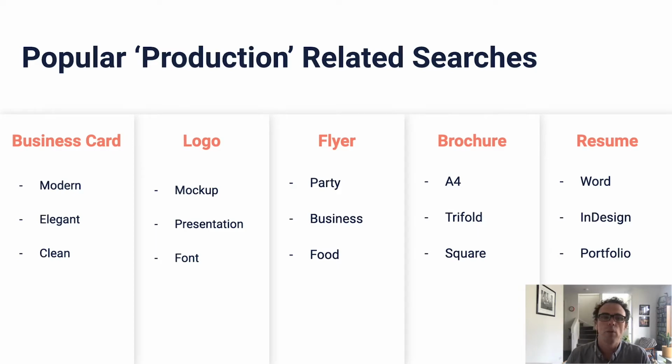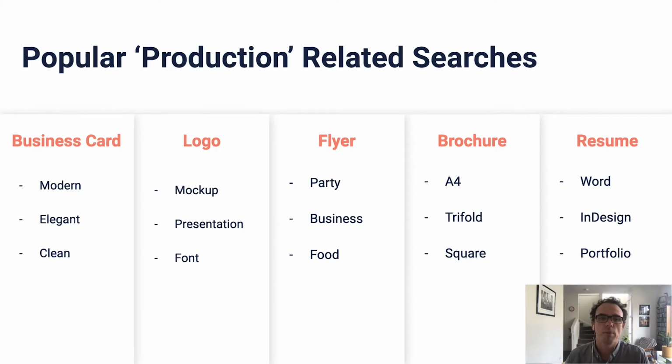As before, in order to provide some additional inspiration, I've included some associated terms for each of these features. Interestingly, you can see there are some common themes for each type of production here. For example, when people are searching for business cards, they may also want to specify the style that they want. That is modern, elegant, or clean.